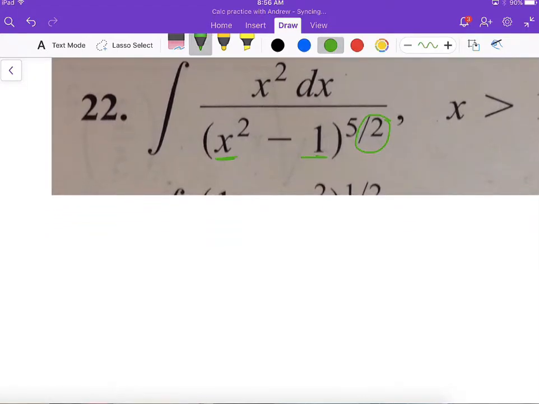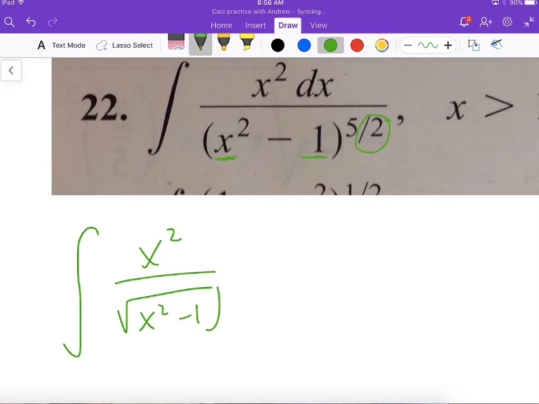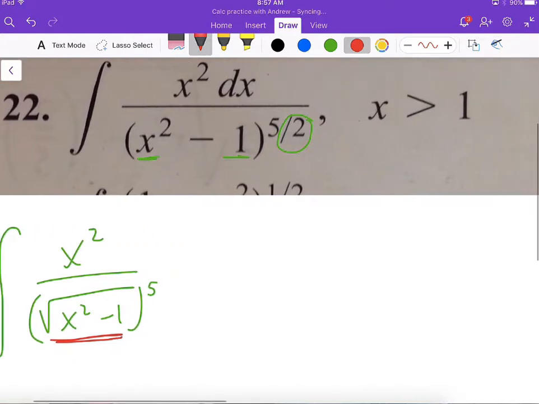So our first thing is we're just going to rewrite this as x squared over the square root of x squared minus 1, and then we're going to raise all of that to the 5th, just to separate out the power, the exponent. Okay, so we have this, and looking at this bottom part, this is a big clue. Whenever you see a square root of something squared minus something else squared, or plus something else squared, you're probably going to need to use trig substitution.